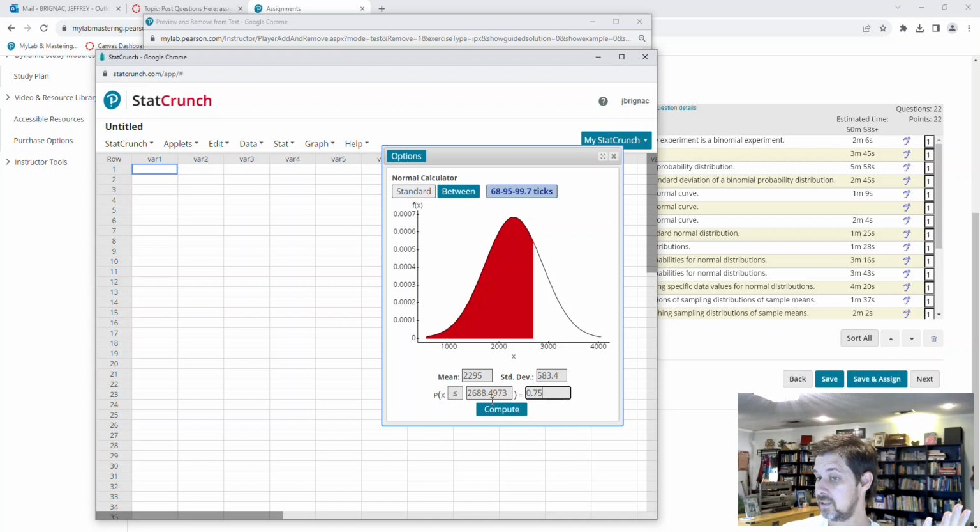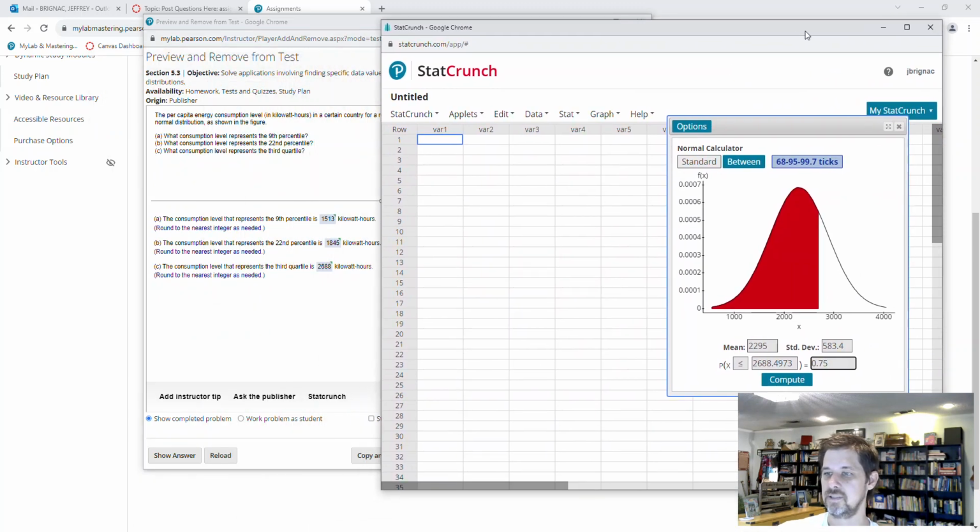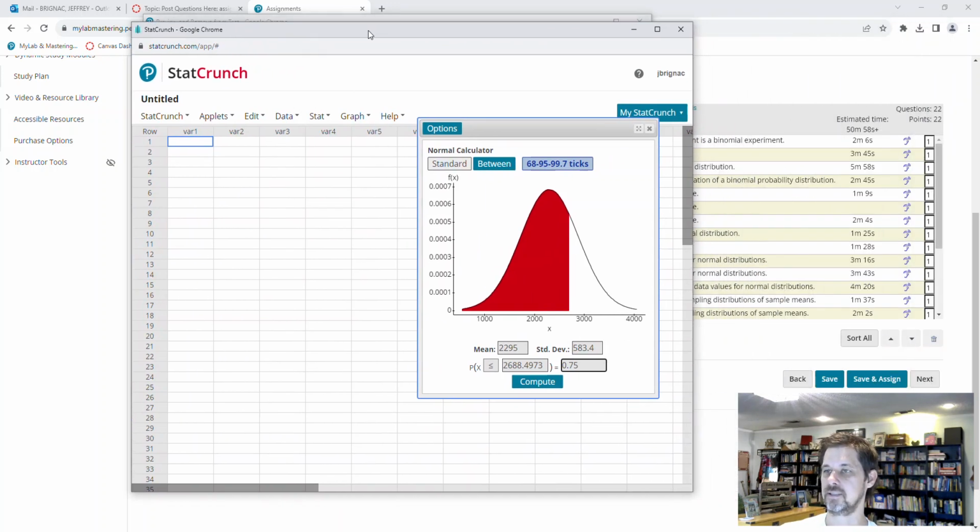Okay, 2688.49. Okay, so that's this number right here. 2688.49 is right here. And it is more than what's in there in red, 75% of the population of people that use electricity in this example. Okay, so let's see what it says there. 2688. Remember it says round to the nearest whole number? Well, 2688.4 does round down to 2688. That's why it's like that.